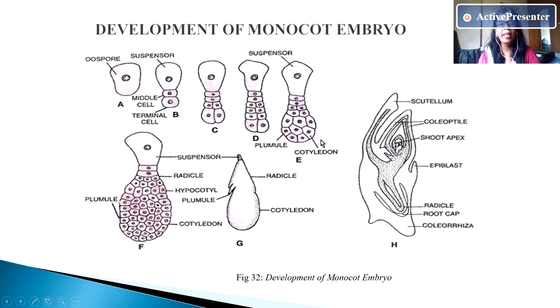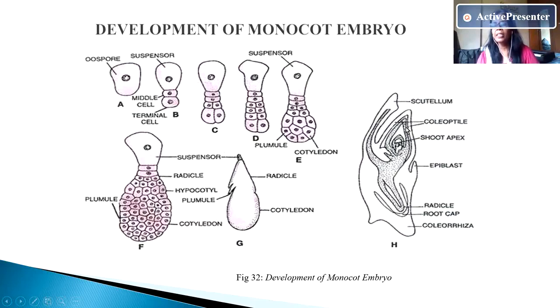See here in the diagram. So here oospore, that is zygote, suspensor formation, and here continuous mitotic division. And here, instead of horseshoe shape, this shape will form, and only one cotyledon will be present here, and the radicle develops into root system and the plumule develops into shoot system. And here the complete embryo you can see.